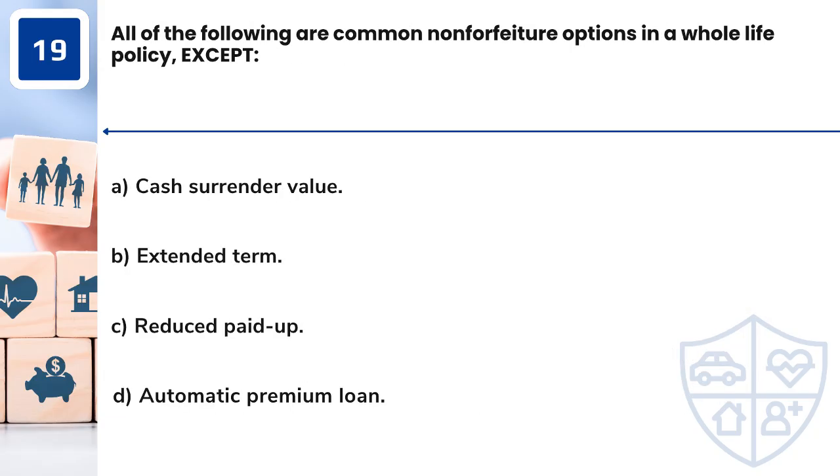Question 19. All of the following are common non-forfeiture options in a whole life policy, except A. Cash surrender value. B. Extended term. C. Reduced paid up. D. Automatic premium loan.